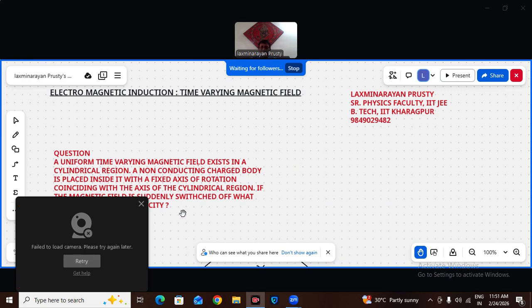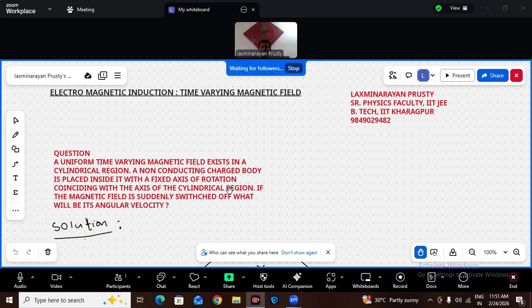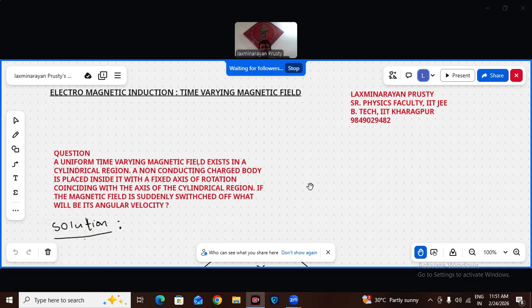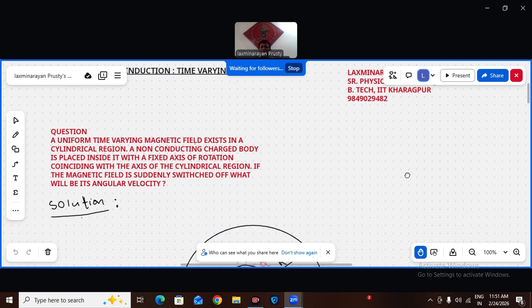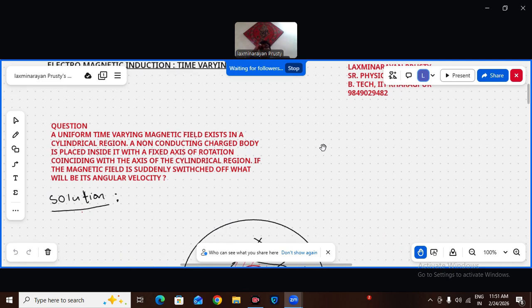Back to discuss a very important question in electromagnetic induction in that time varying field. This is again a critical question, so be very careful here. So the question is, a uniform time varying magnetic field exists in a cylindrical region.